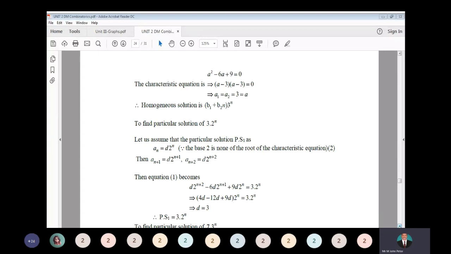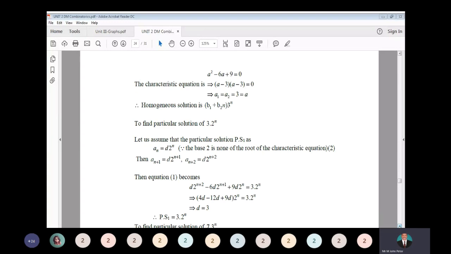Suppose the particular term is 3 into 3 power n. Then the base will be the same as the root, so the assumed solution becomes different. It becomes d into 3 power n into n power the number of times the root is repeated, so 2 times or 3 times, like that you have to put. We'll see that in the next problem.